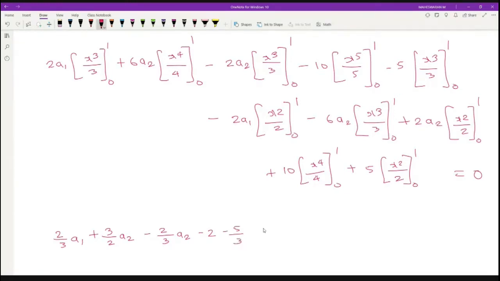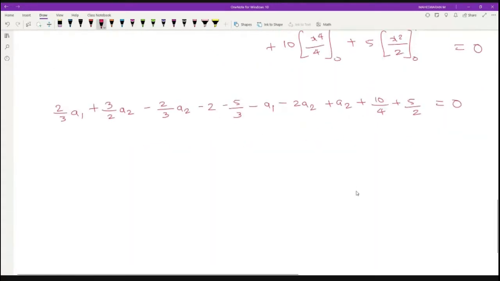This one minus a1. So this gets cancelled. This one minus a2. Minus 2a2. This one plus a2. This one plus 10 by 4 plus 5 by 2 is equal to 0. Right? So what is the equation?